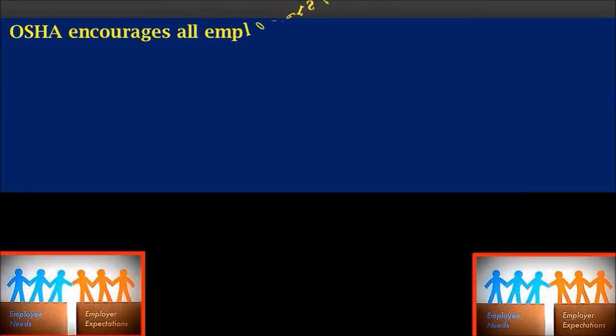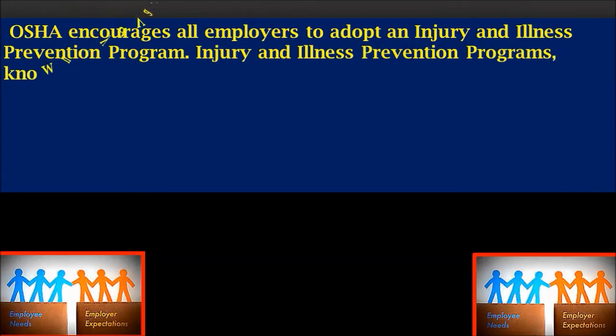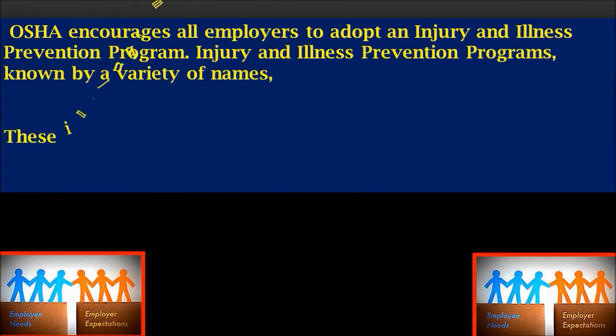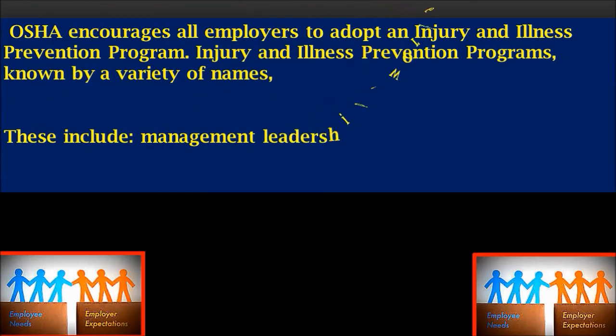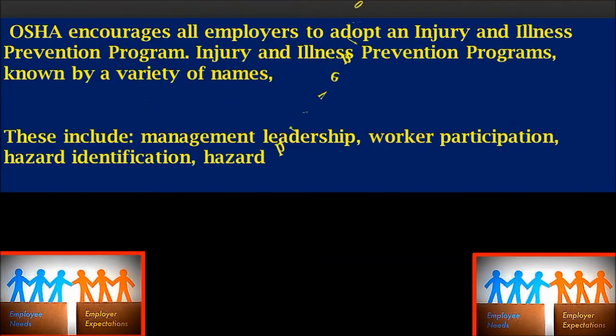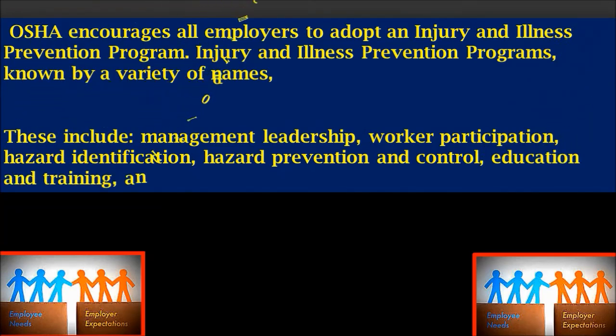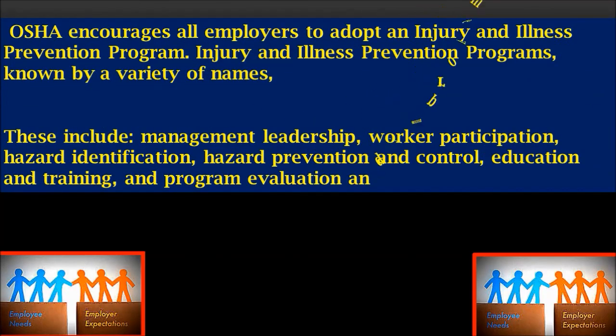OSHA encourages all employers to adopt an injury and illness prevention program. Injury and illness prevention programs, known by a variety of names. These include management leadership, worker participation, hazard identification, hazard prevention and control, education and training, and program evaluation and improvement.